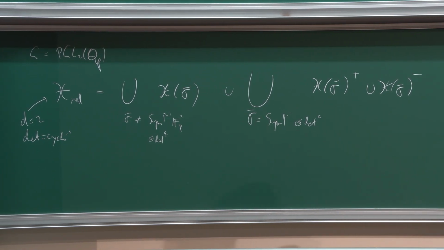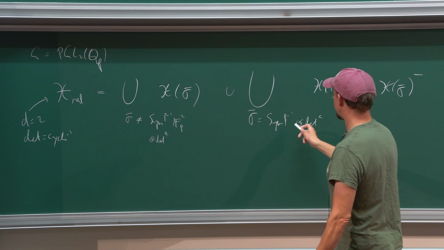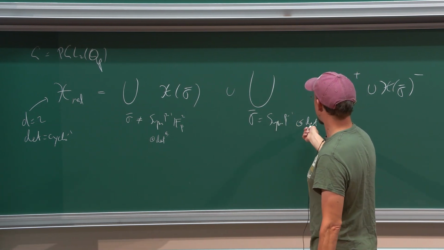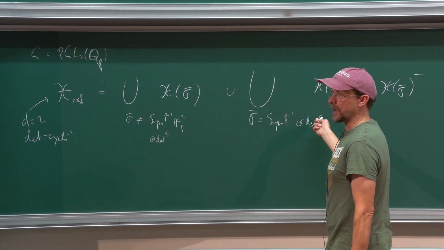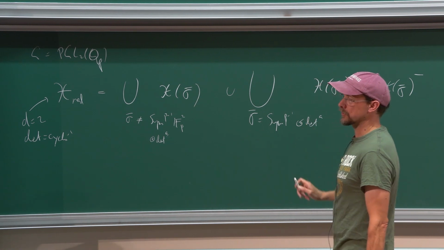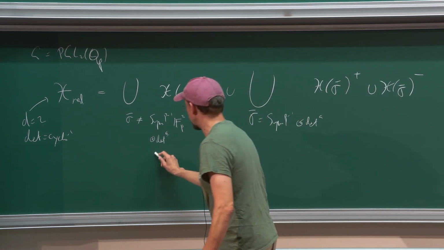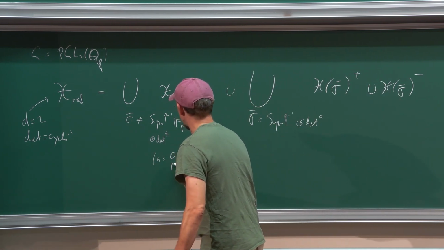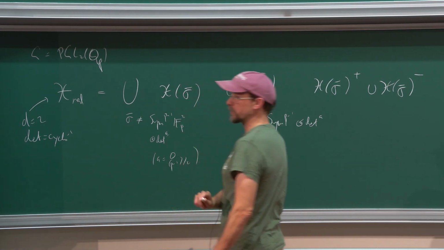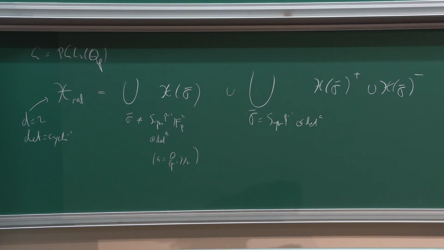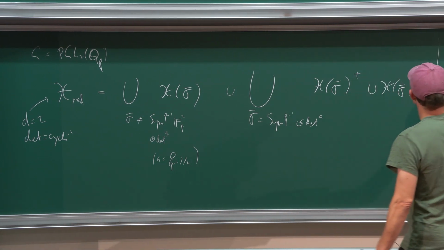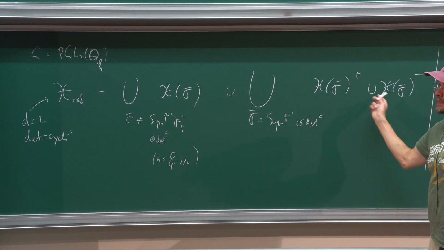Sorry, how many weights does this union have? I think 2, because the central character has to be trivial. So a is probably either 0 or (p minus 1) over 2. So probably here, a has to be one of these two values. Anyway, I'm not going to think much about these components.